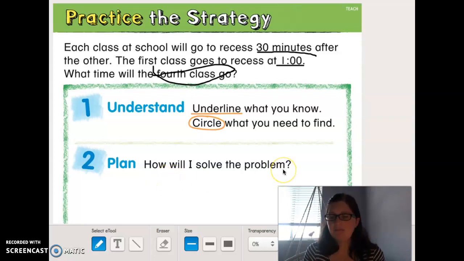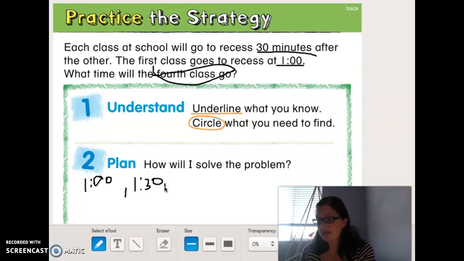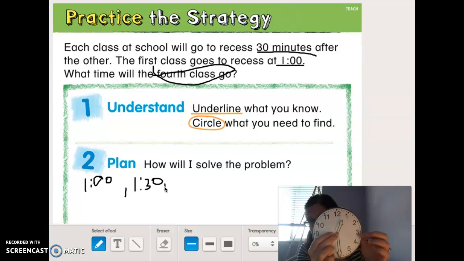So how am I going to solve this problem? I'm going to write it out and show it on the clock. That's the easiest way for me. So the first class is at 1 o'clock, so that means the second class would go at half an hour later, 1:30. Okay, and I can use my clock to double check just in case I am struggling with that. I can start with 1 o'clock, and then half an hour later my clock would rotate down and around to 1:30. There's the direction we want it to be.